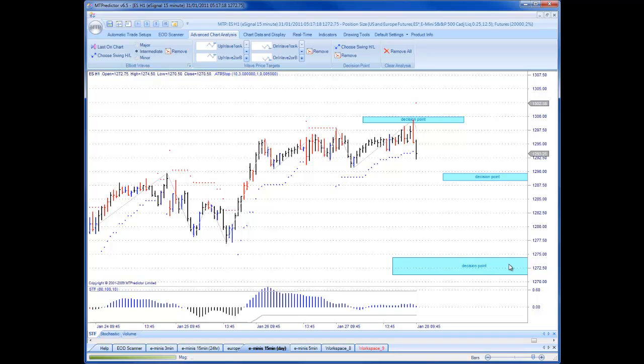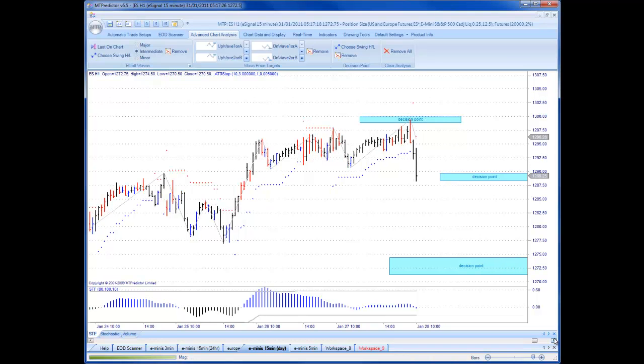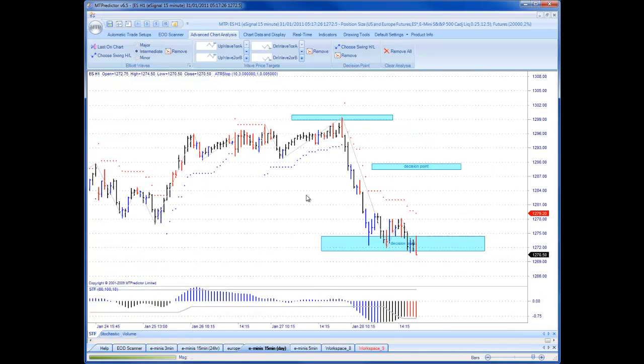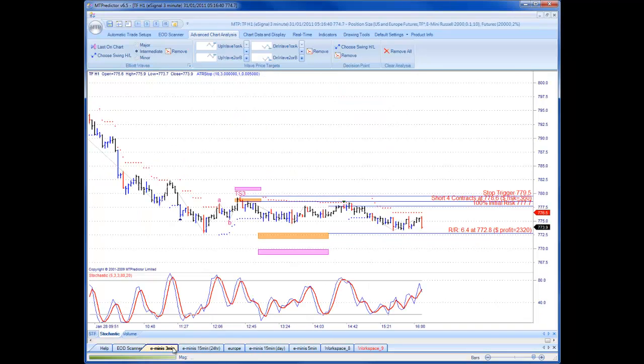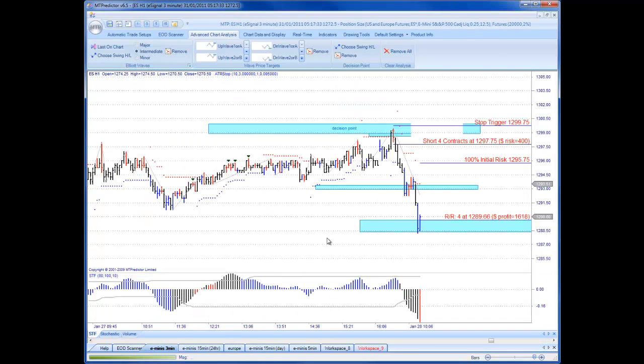Look, right the way down at 1272 to 1275, right the way down here. So not only just this target, but right the way down. And as we know, that's exactly what the market did. The ES then declined through this DP right the way down to this bottom one. So let's see what that meant on the 3-minute chart.